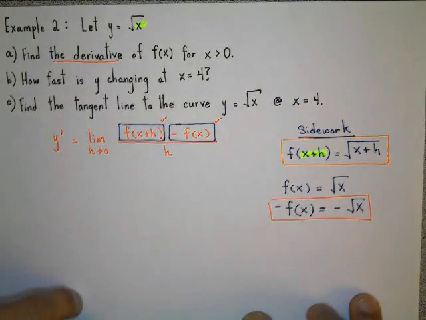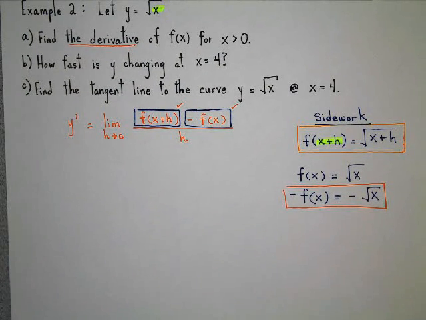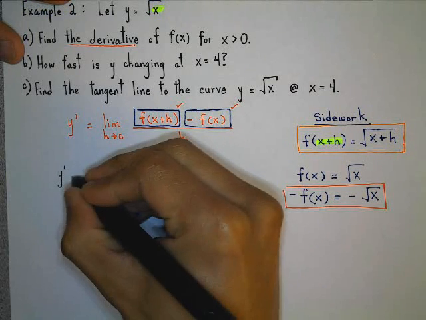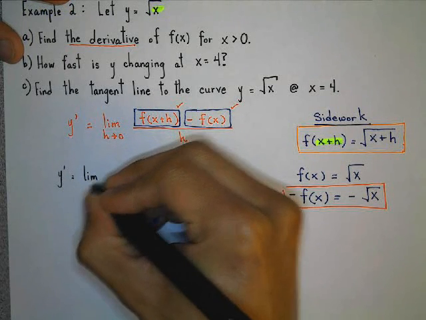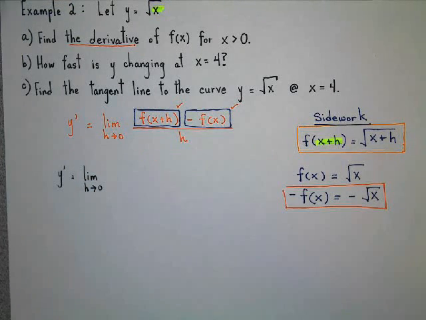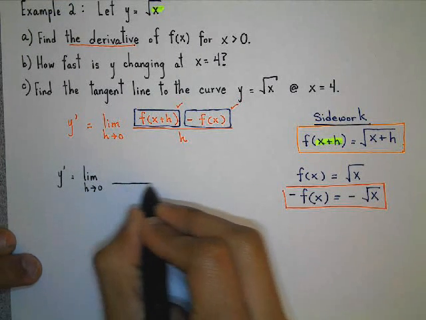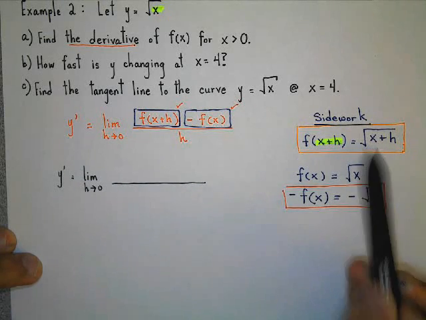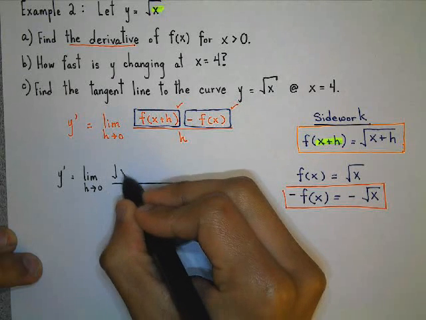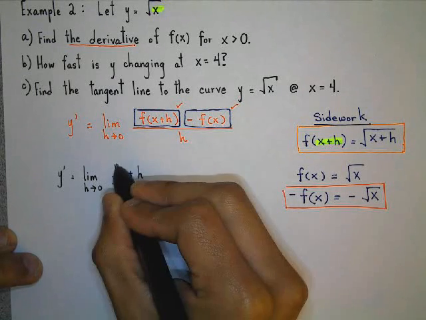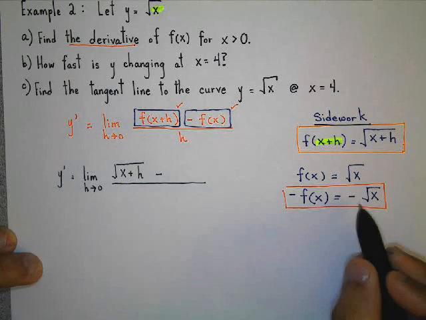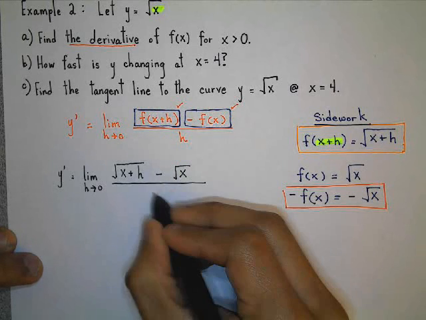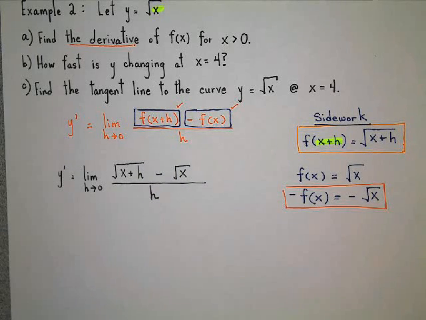Now we have that piece there, so we can go ahead and put all this together. So y prime is equal to the limit as h approaches 0, and then we just substitute everything that we found. Here f of x plus h was just this mess right here, so it's the square root of x plus h minus the square root of x, and then this is all divided by h.